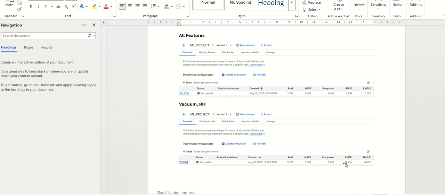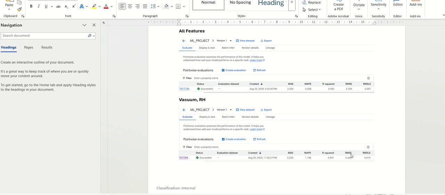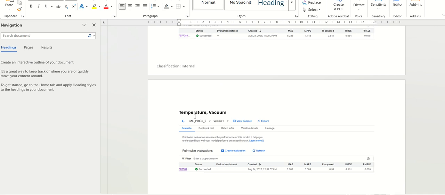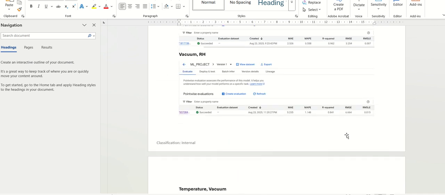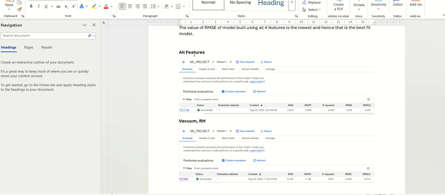That's because root mean square is sensitive to any single errors, that is outliers. So maybe we can assume that for the vacuum and RH there are a couple of errors during the testing or validation, and then when taken with temperature and vacuum, the root mean square is around 4. But the best out of it is the model that is built with all the four features, where the root mean square is a minimum, and even the mean absolute and mean absolute percentage error are minimum for all the features.